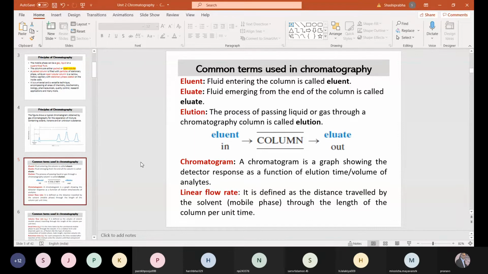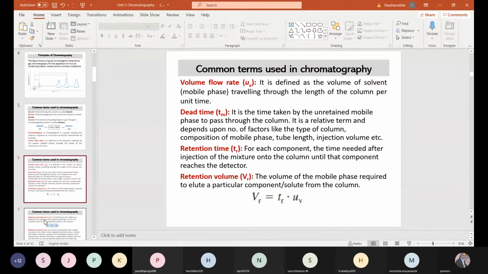So linear flow rate is defined as the distance traveled by the solvent, which is the mobile phase, through the length of the column per unit time. कितना समय लेता है मूविंग फेज पूरे कॉलम के अंदर से ट्रैवल करने के लिए, कितना डिस्टेंस कवर करता है per unit time. That is linear flow rate. And the second is volume flow rate. It is defined as the volume of solvent or the moving phase traveling through the length of the column per unit time. एक होता है समय और एक होता है वॉल्यूम.